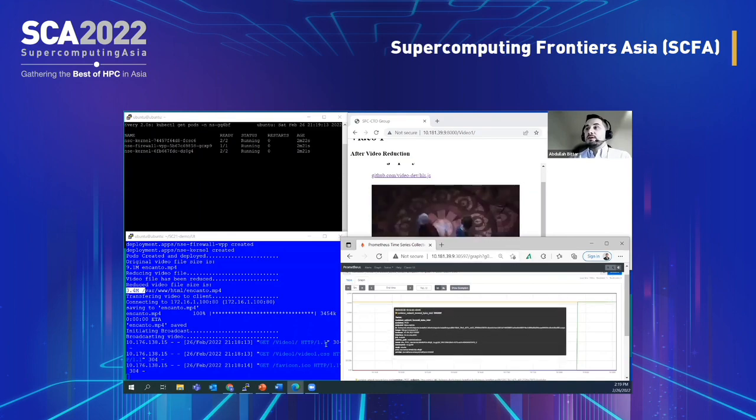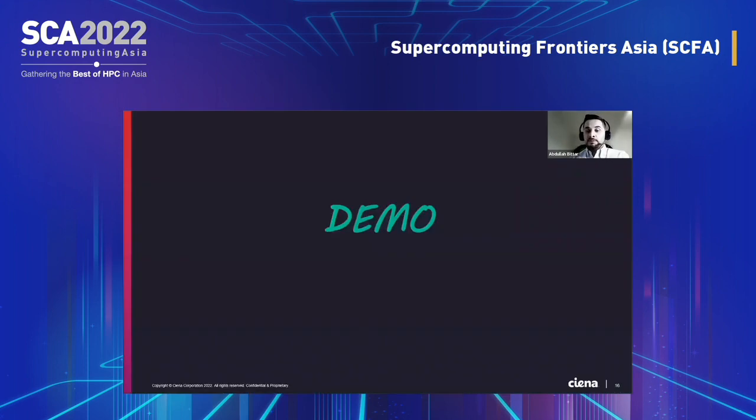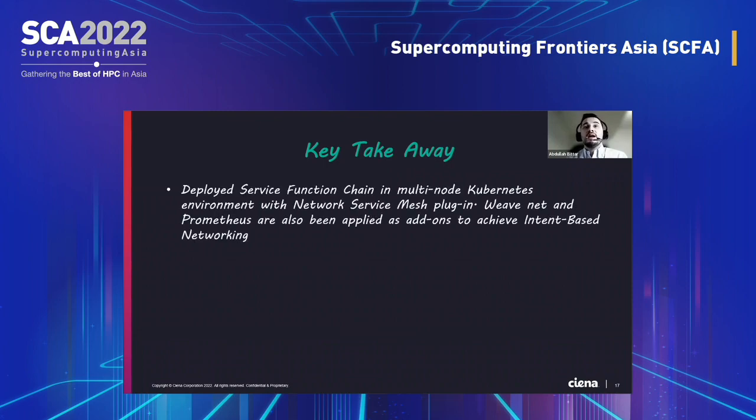We'll go back to the PowerPoint. There are three key takeaways from the demo. Firstly, we have deployed SFC in a multi-node Kubernetes environment with the network service mesh plugin. The network service mesh plugin helped us to deploy the service function chain. On the other hand, WeaveNet and Prometheus have been applied as add-ons to achieve networking intent.